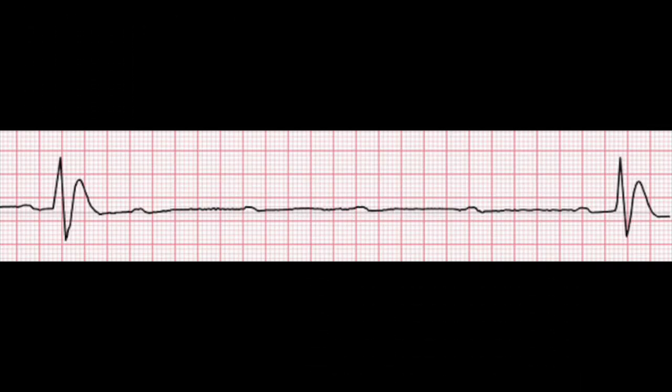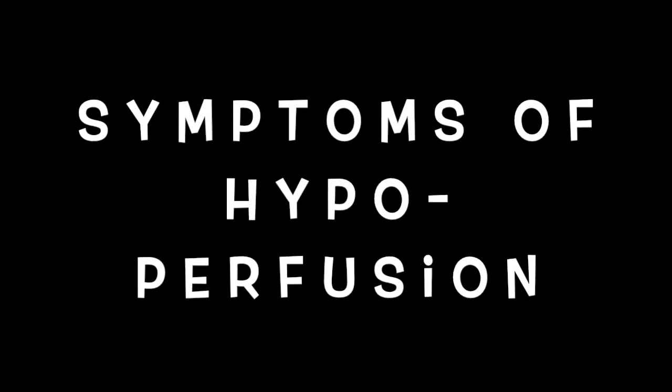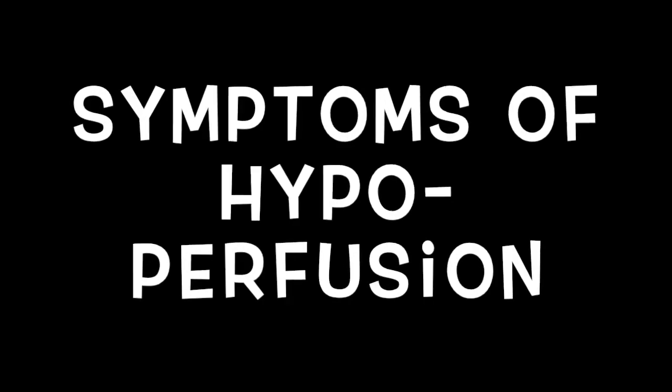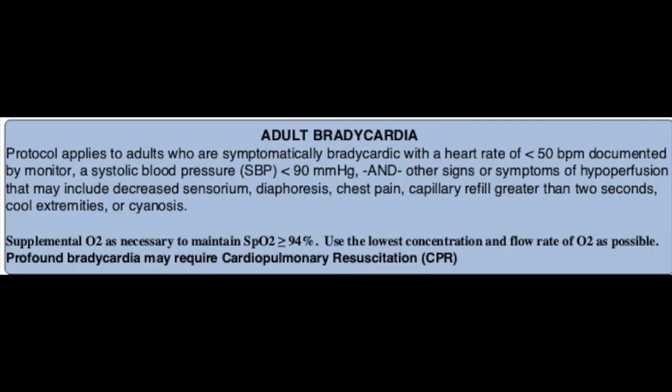Big thing here that gets missed a lot is you want to make sure that these patients are symptomatic with a heart rate less than 50, a systolic blood pressure less than 90, and other symptoms of hypoperfusion like decrease in sodium, diaphoresis, chest pain. Other things included here are cyanosis and cool extremities. So it's not just the heart rate, it's the heart rate plus lower systolic blood pressures and symptoms of hypoperfusion.